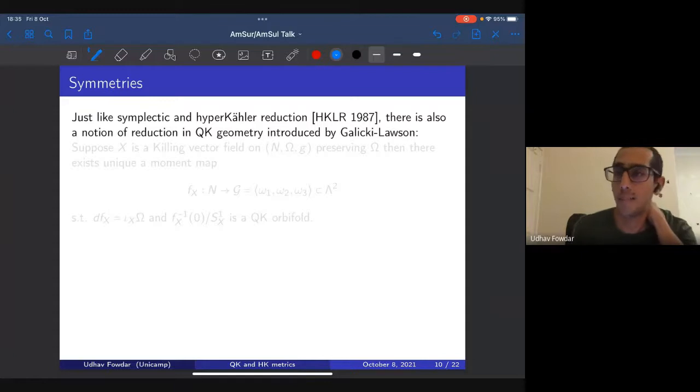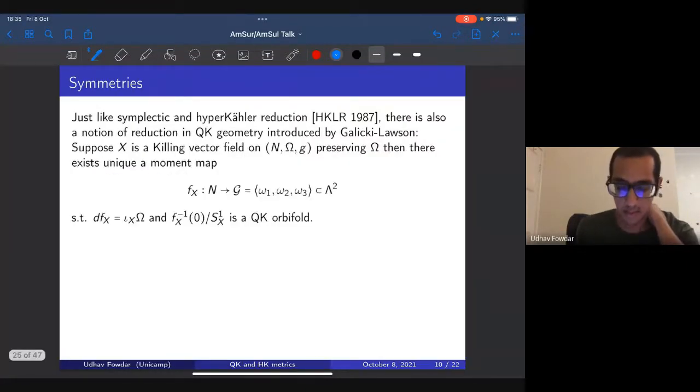So if you have a hyperKähler manifold with a triholomorphic S1 action, or a symplectic manifold with a Hamiltonian action, you can take a hyperKähler reduction or symplectic reduction. The same is true in Quaternion-Kähler geometry. This notion of Quaternion-Kähler reduction was introduced by the work of Galicki and Lawson.